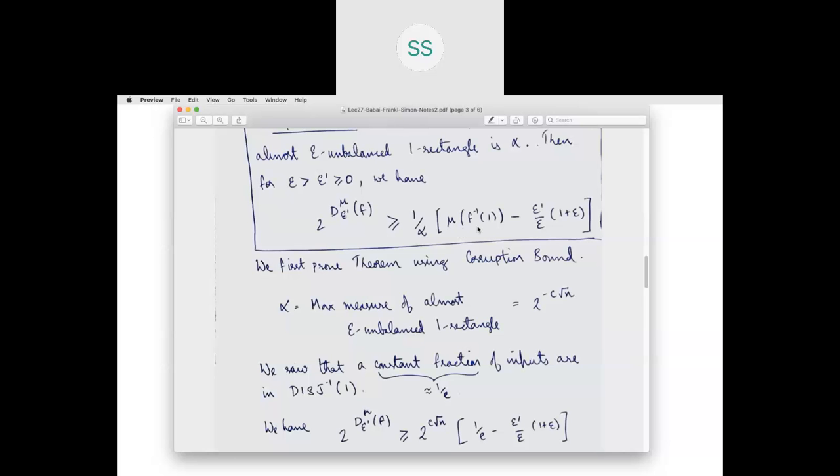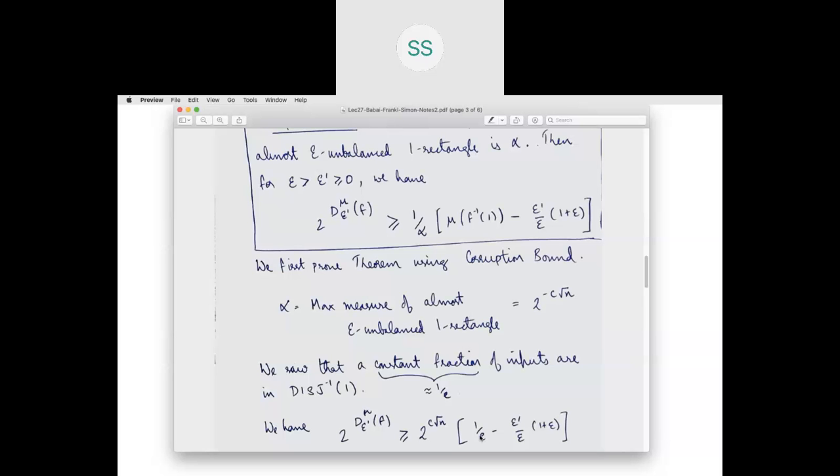And what is the mu of f inverse 1? So what measure of inputs are one inputs, where the function evaluates to 1? So what fraction of x, y are disjoint? We already saw yesterday a crude bound that it looks like 1 by e. So 1 by e is a constant, something like 0.3.